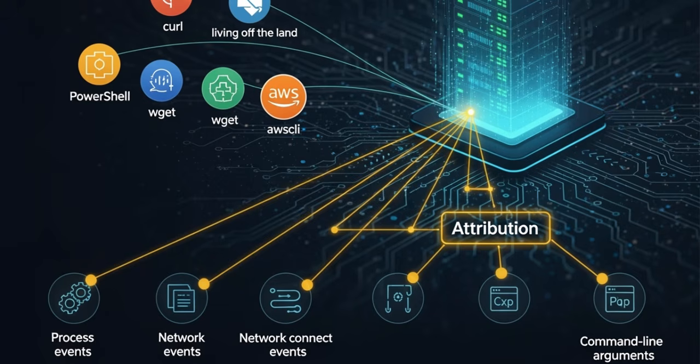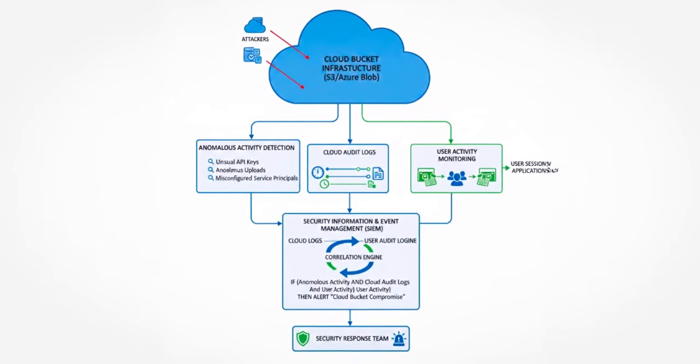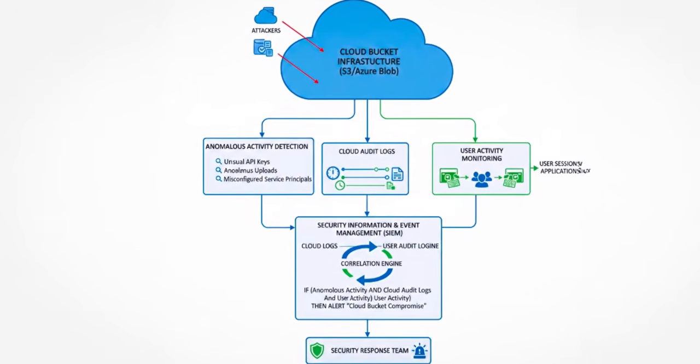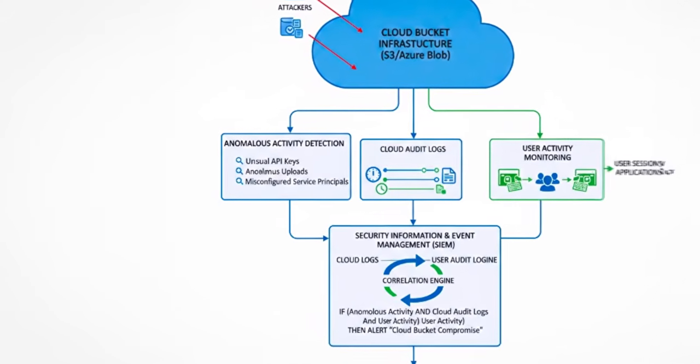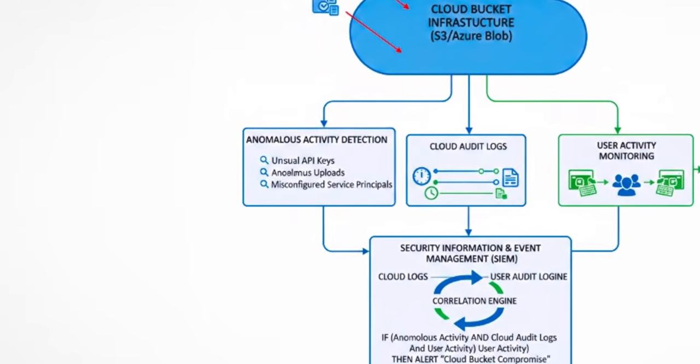They're gold for attribution. If hackers use cloud buckets as the destination, as we see most of the time, you should look also for unusual API keys, anomalous uploads to S3 buckets. Here I'm talking about AWS services, and of course, misconfigured service principals. Correlate cloud audit logs with user activity all the time.